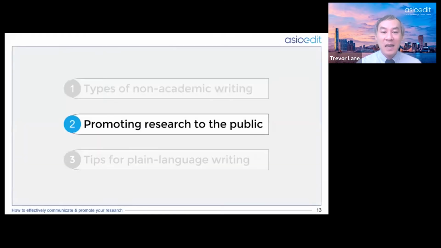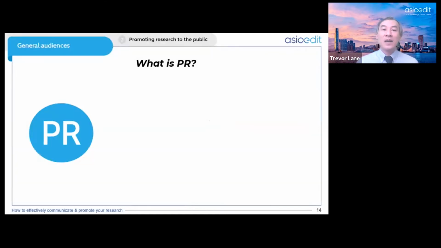So let's now turn to promoting your research directly to the public. Can you type in the chat box what you think PR means, relevant to this slide and what we're talking about now? So what does PR mean? Why do you have to do PR? Yes, public relations.